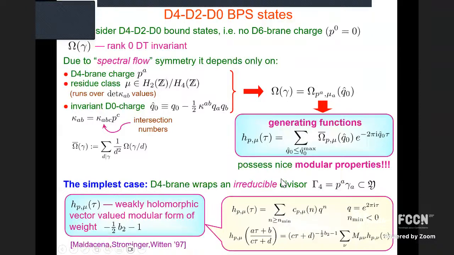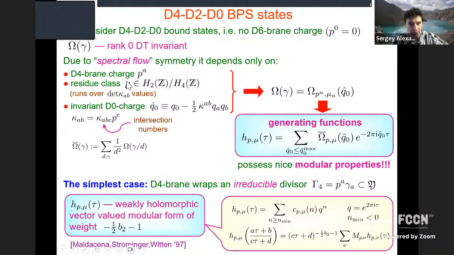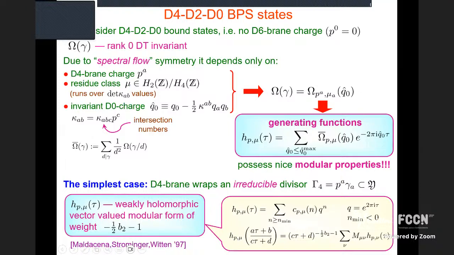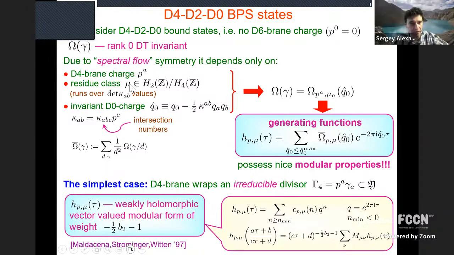I'm sorry, question. Is the mu in H_{P,mu} the same as the residue class mu? Yes, it's the same mu. So I sort of lost a bit of intuition. Can you say something more about the residue class, please? Because my internet got stuck. So where does it come from? Yeah.